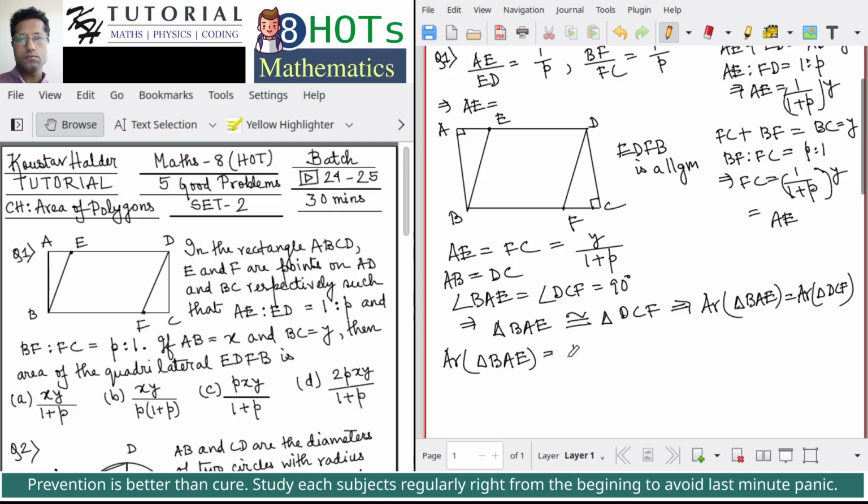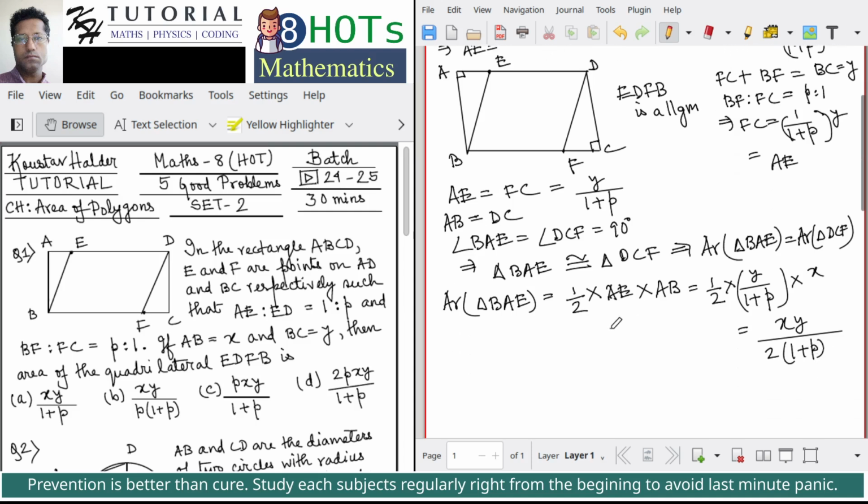Area of triangle BAE, applying the formula half into base into height, the base we can consider as AE and the height is AB, since AB is perpendicular to AE. So this is equal to half multiplied by AE, which is Y upon 1 plus P, and AB is given as X. So this is equal to XY divided by 2 multiplied by 1 plus P. Okay.